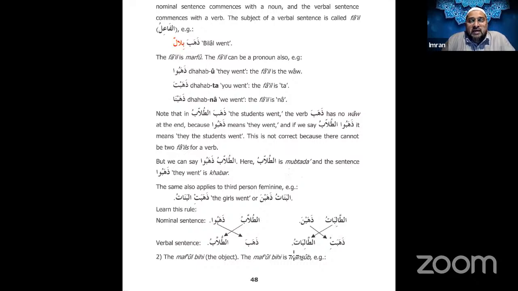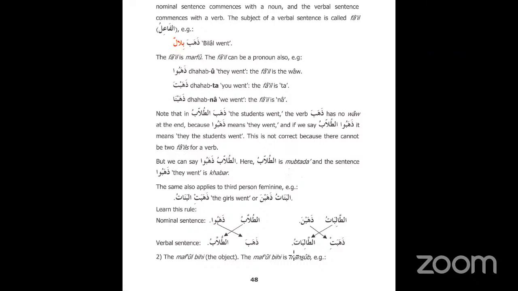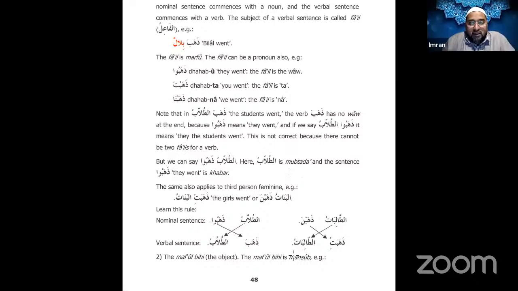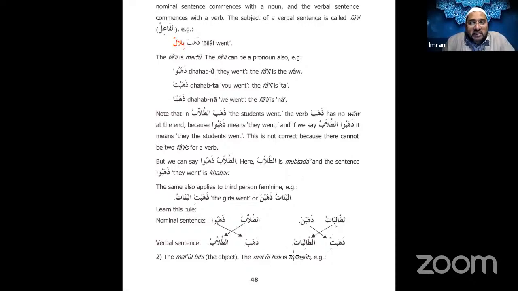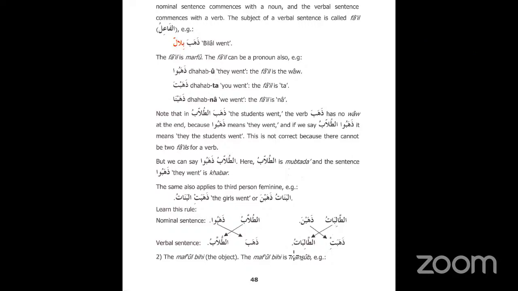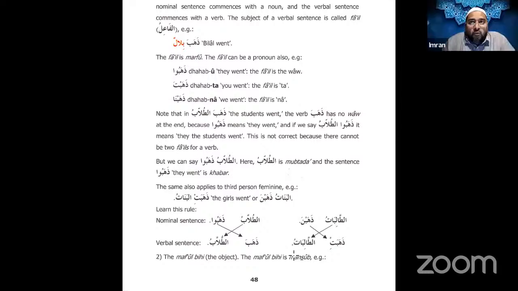For example, if I say Zaid is a scholar, would I say Zaidun alimun or Zaidun alimatun? Zaidun is a man, so it's alimun. Correct. And if I want to say Fatima is a teacher, would I say Fatimatu mudarrisatun or mudarrisun? Mudarrisatun. Correct. So this is a general concept between mubtada and khabar. They correspond with each other. They do not correspond in the alif lam.